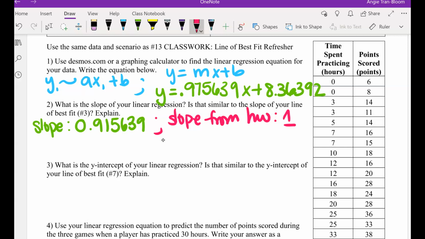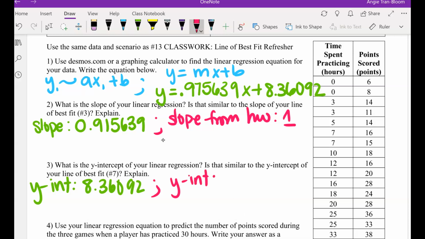Now, number 3 said, what is the y-intercept of your linear regression from Desmos? So what's the y-intercept here? Yep, 8 point something. So the y-intercept from here is 8.36392. Now, I want you to find the y-intercept on your homework. 0, not 3, like that. Thank you. Good eye. Okay. Now look at last night's homework. What was your y-intercept then? What was it?